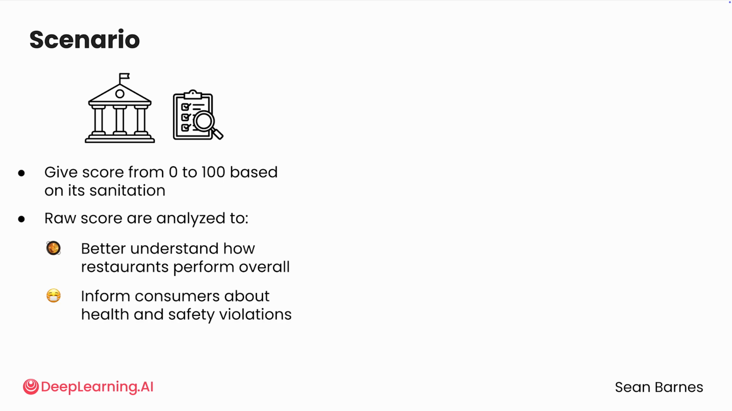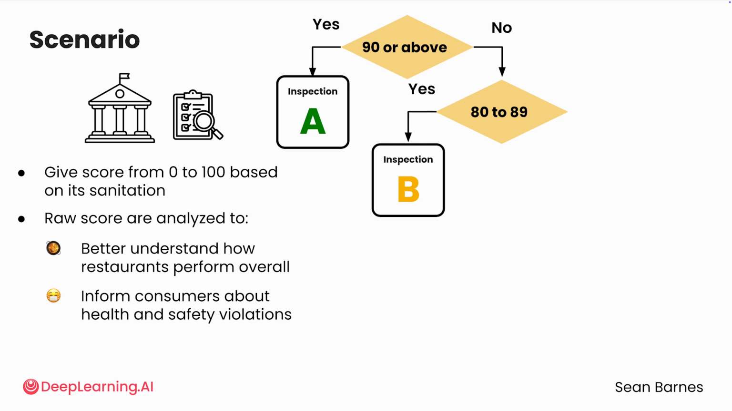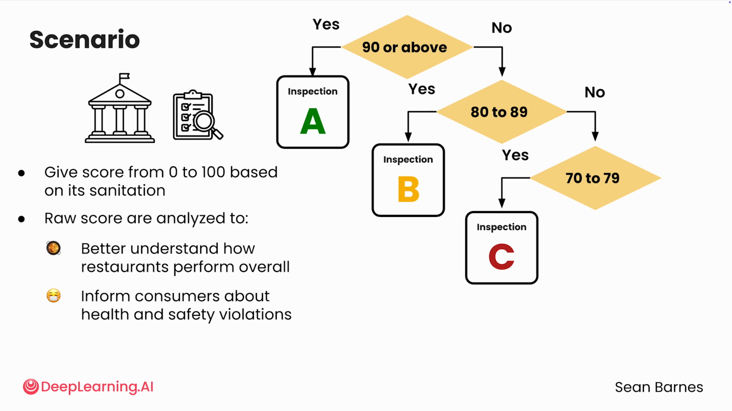health and safety violations. If the score is 90 or above, it's considered an A. The restaurant can display the A grade publicly and is typically inspected less frequently. 80 to 89 is a B. The restaurant must display the B grade and it may be inspected more frequently. 70 to 79 is a C. The restaurant must display the C and will need to take immediate corrective action or face closure. Anything below 70 is considered a failure, which leads to immediate closure. Notice how the different scores branch out into different courses of action.